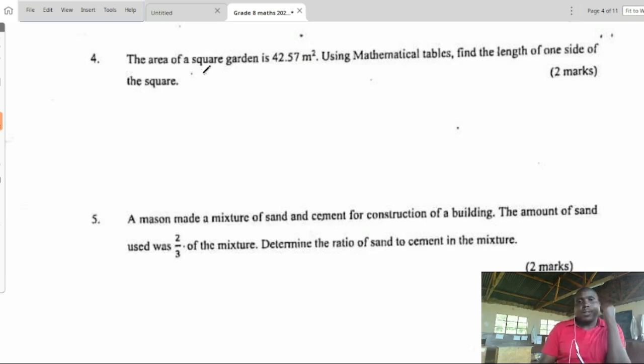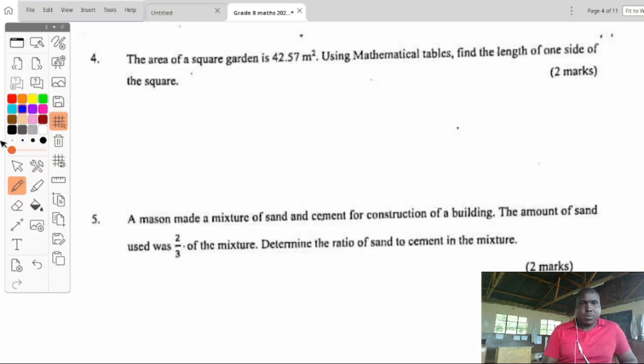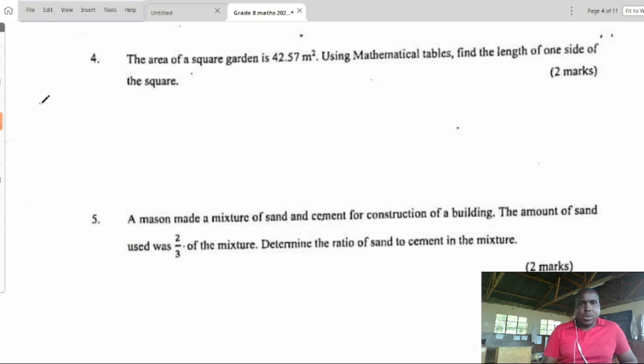Number 4. The area of a square garden is 42.57 meters squared. Using mathematical tables, find the length of the side of the square. So this is the square. So you know how a square looks like. It's giving me problems drawing, but I will try. So this is a square.